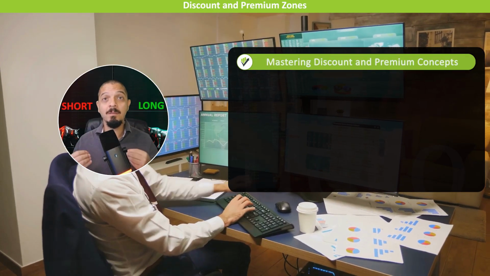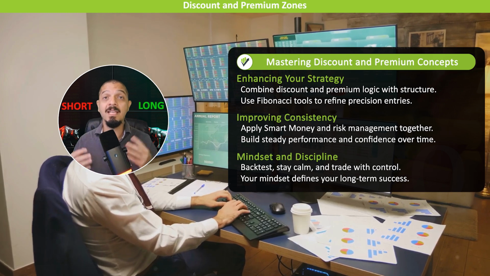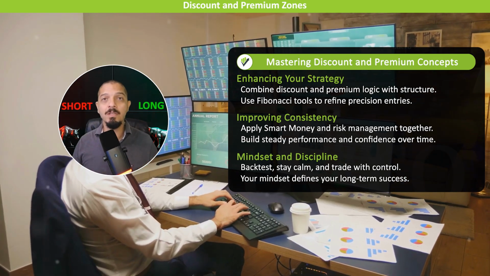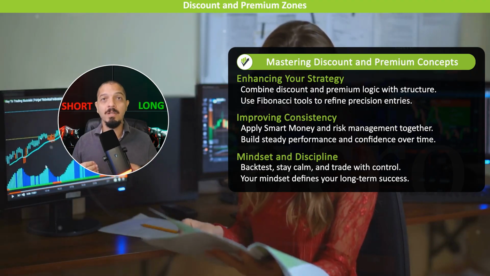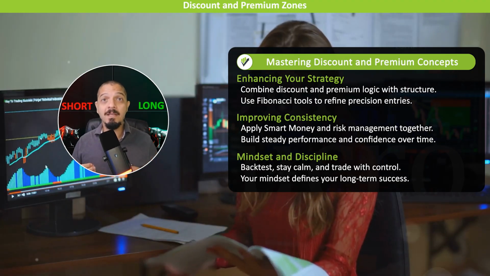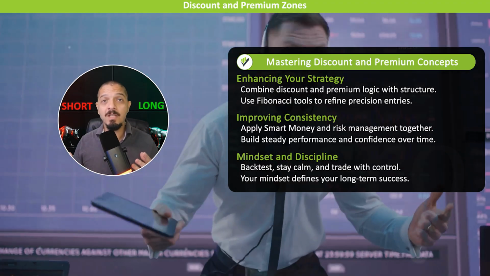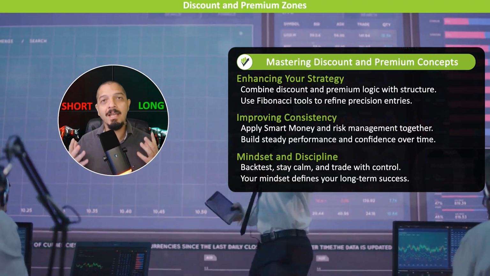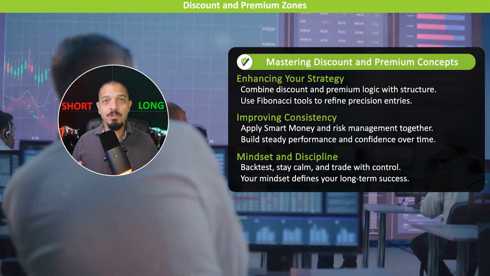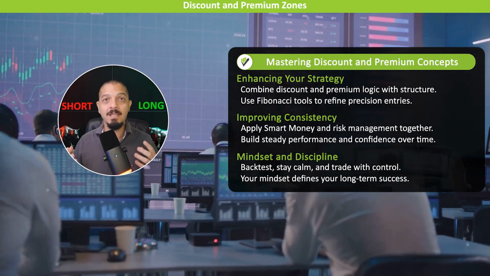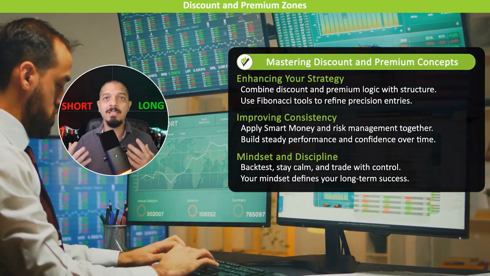In conclusion, mastering the concepts of discount and premium ranges, along with understanding market structure and using tools like Fibonacci retracement, can significantly strengthen your trading strategy. By combining these methods with smart money concepts and solid risk management, traders can greatly improve their consistency and long-term results. Always remember to backtest your approach, and above all, maintain emotional discipline. Because in the end, mindset determines everything.